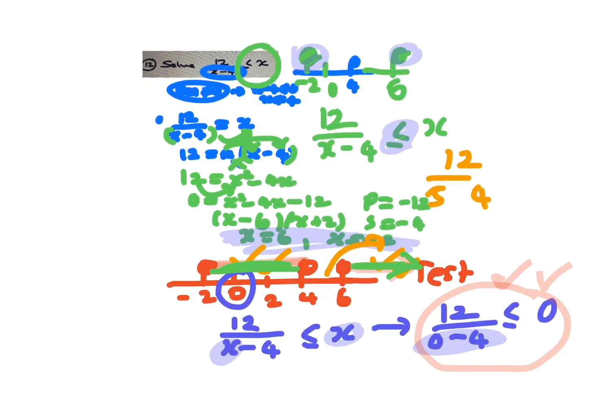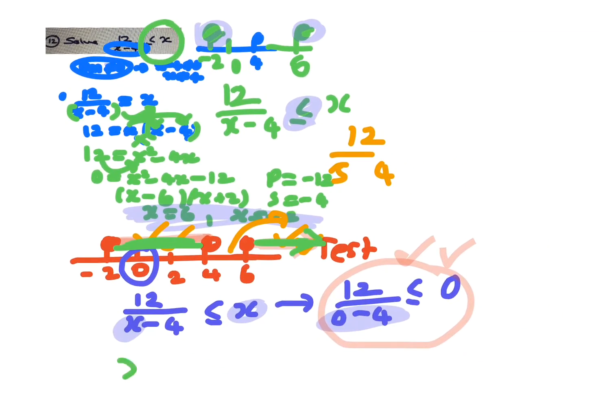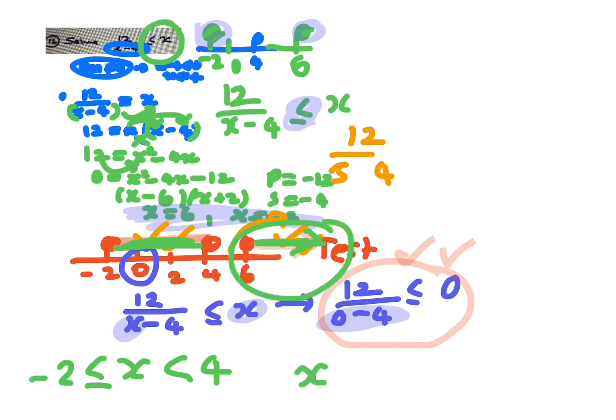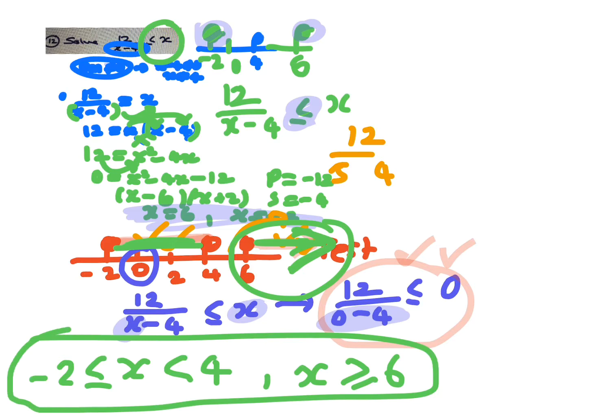So now all that we're left to do is write the solutions. So x is less than 4, but not equal to 4, and greater than minus 2. So it's in between minus 2 and 4. And then for the other part, make sure that, see how it goes the same way as the inequality, x is greater than or equal to 6. And that's your solution.